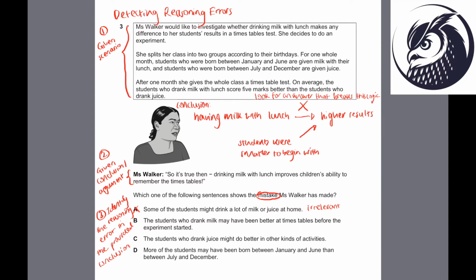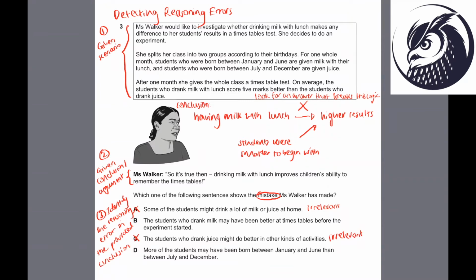So C says the students who drank juice might do better in other kinds of activities. Again, that is very irrelevant to our scenario. Our scenario is talking about specifically their results in the times tables test. So whether drinking juice might allow them to do better in other kinds of activities is very irrelevant to our scenario. So again, I'm going to cross that out.